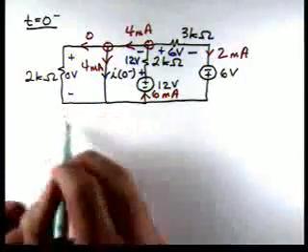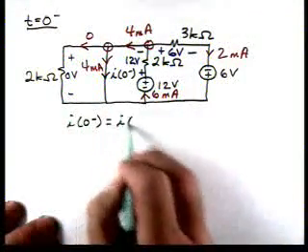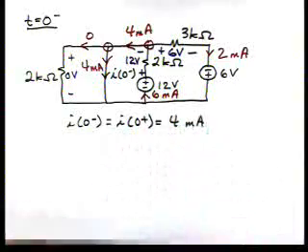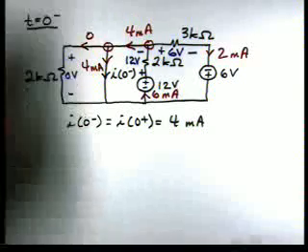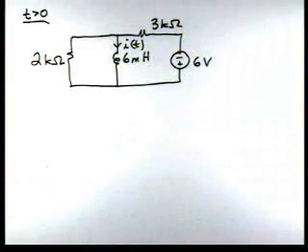So then i(0 minus) equals i(0 plus) equals 4 milliamps. Remember, this is continuity of current for our inductor, so when the switch moves, that current can't change in 0 time. Now, let's look at the circuit at t greater than 0. So now the switch is open. Here's our circuit.